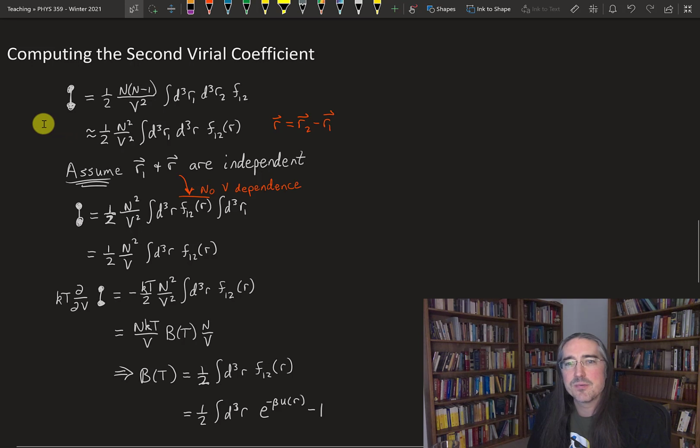In the homework, I had originally asked you to do a change of variables to R1 plus R2 and R1 minus R2. The key thing is that this Mayer function is going to only depend on the difference between R1 and R2. You can imagine some interaction potentials that would be more complicated than that, but most of the real potentials we're interested in are going to depend on the difference. So we'll assume that this is the case.